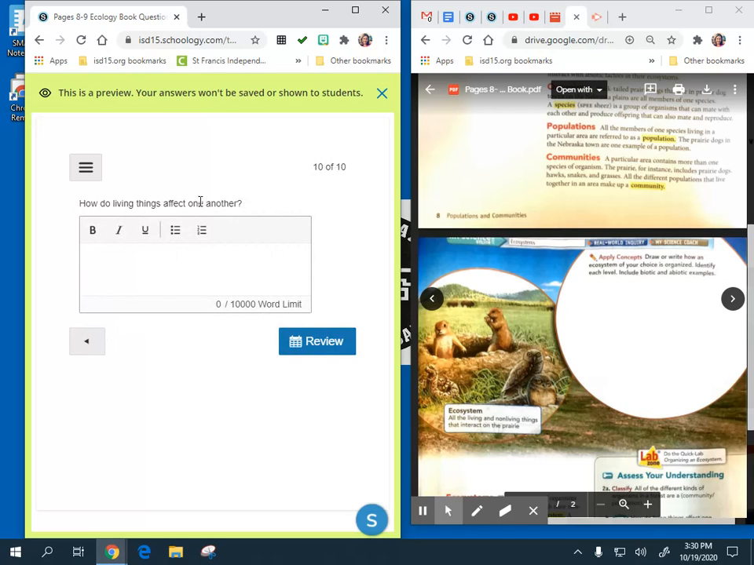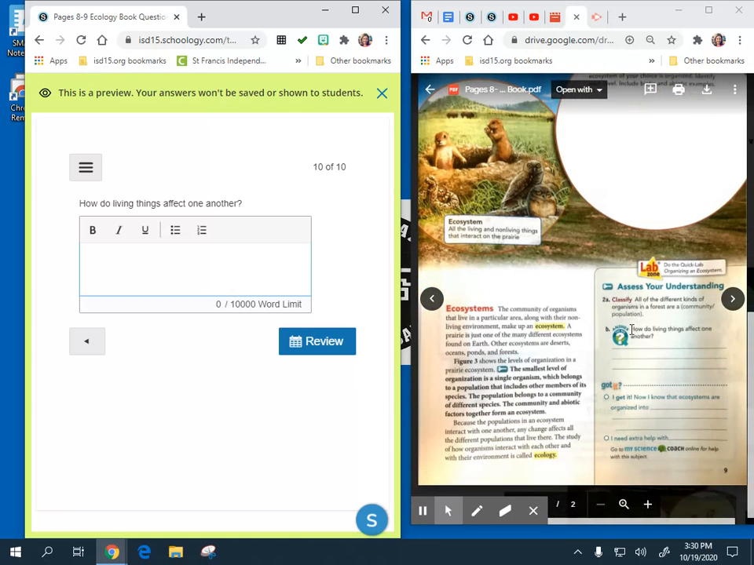And then last but not least, how do living things affect one another? So short answer there, you gotta type in, how do living things affect one another? It said it in the book pages here. If you can think of a way that living things affect one another.